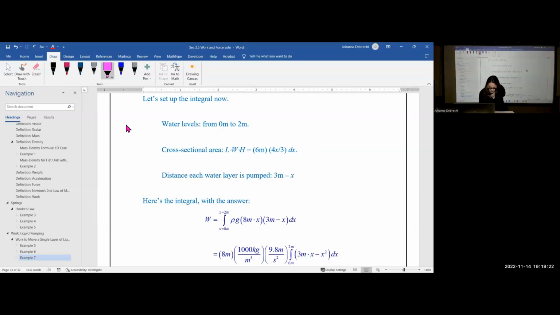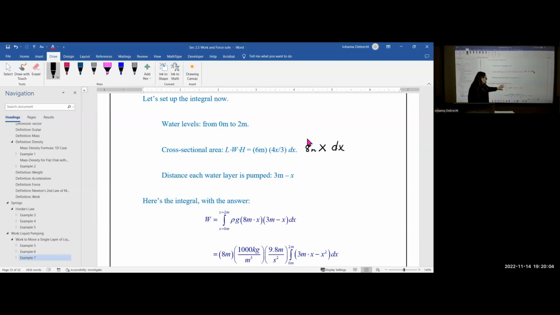Oh, I'm still using pink, so I should change that up. 8 meters times x dx, right? So that's our cross-sectional area. Well, it's actually, this is the cross-sectional area, and this gives us the volume. All right, so I should probably fix that in my notes. Now, how far does each water layer move? Again, the total tank from the bottom to the top is 3 meters, and the outlet pipe is located at the top. So the outlet pipe is 3 meters from the origin. It's already at a height of x, so we want to move 3 meters minus x.